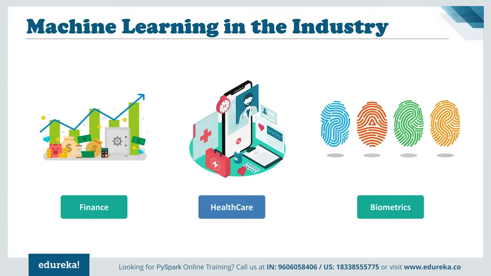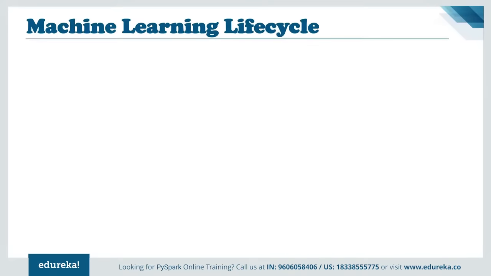Now, coming to healthcare. Machine learning is a fast-growing trend in the healthcare industry, thanks to the advent of wearable devices and sensors that can use data to assess a patient's health in real time. Now, finally, in the biometrics section, the science of establishing the identity of an individual based on the physical, chemical, or behavioral attributes of the person is one of the major key advantages of machine learning in the biometrics area.